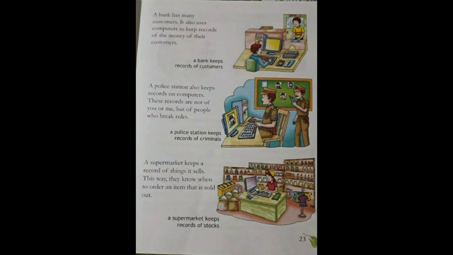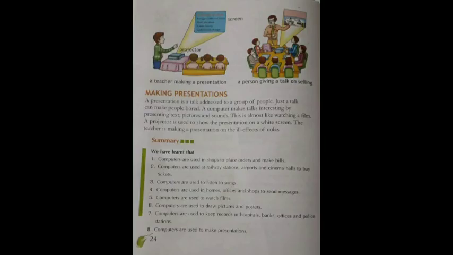Next paragraph. A supermarket keeps a record of things it sells. This way, they know when to order an item that is sold out. So what are supermarkets? Supermarkets are big shops. They have a lot of things inside them. And to check whether an object is finished or not, they keep the record of the items or goods using a computer. So let's turn to the next page.